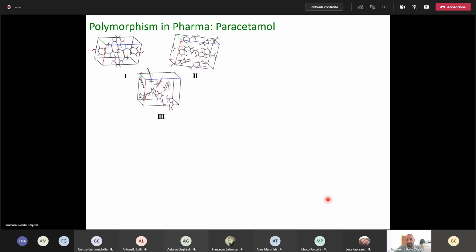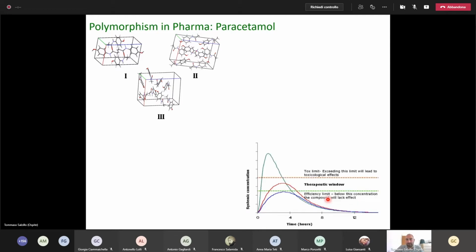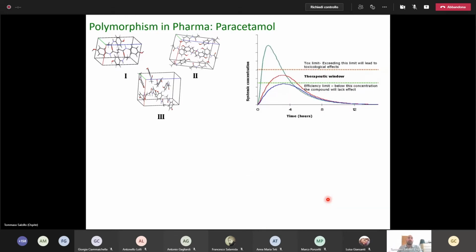So just a couple more examples that we can encounter in our daily life. Paracetamol. It's always a very well known material. When you have fever, paracetamol works very, very well, at least for me. Paracetamol has 3 polymorphs, and the big issue for polymorphism in active pharmaceutical ingredients is the solubility. Indeed, as you can see from the graph here on the right, if the solubility is too high, the concentration in our body is too high, and then can be toxic for the human body.